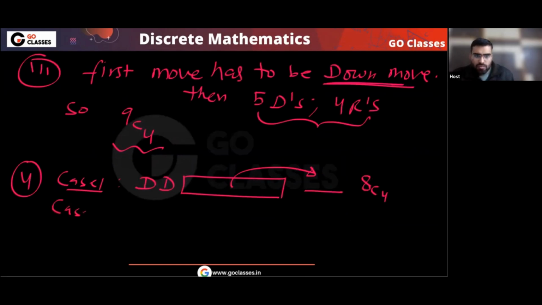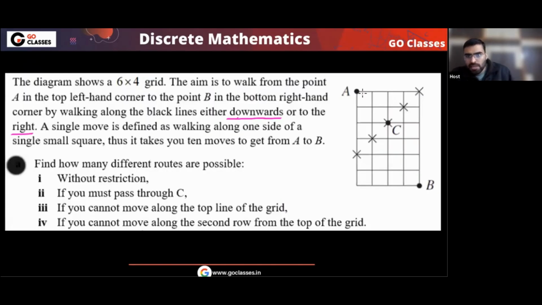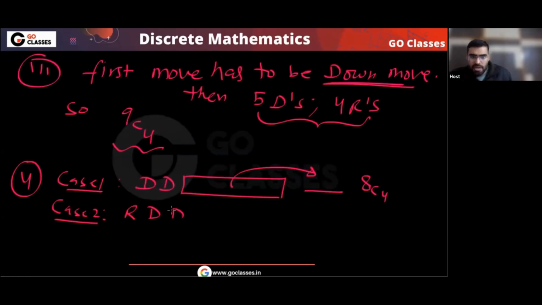What is case 2? Case 2 is you make a right move, and then you make a down move. Then what should be your next move? Can anyone tell me? If I make a right move, then I make a down move, then the next move has to be down again. Now what is the answer? Now the answer is 7C4, I think. Yes or no? Now the answer is 7C4.